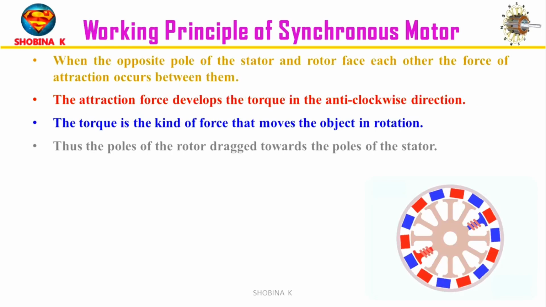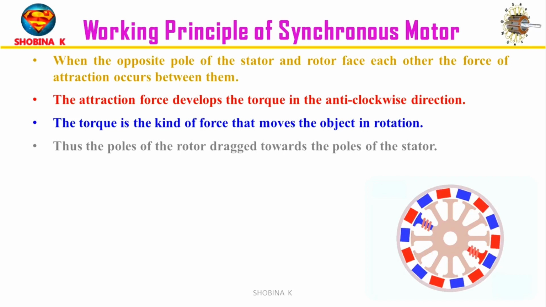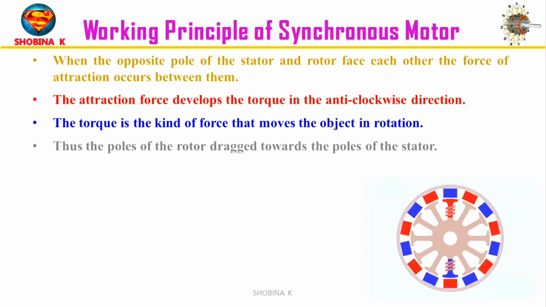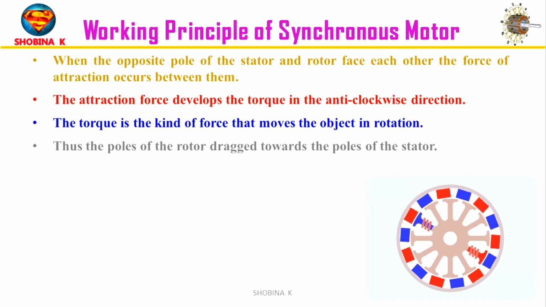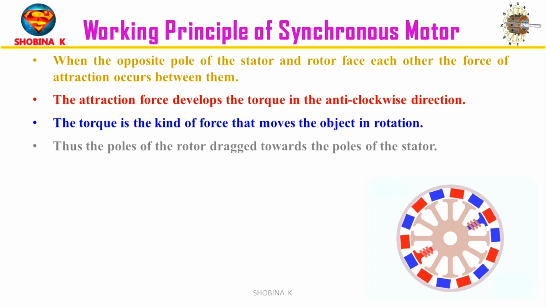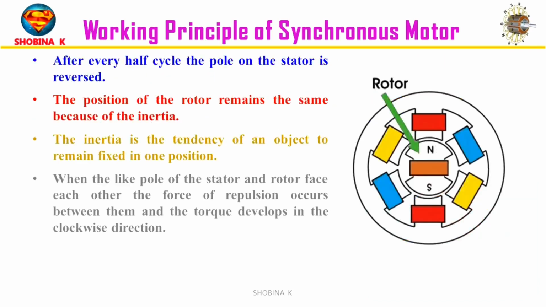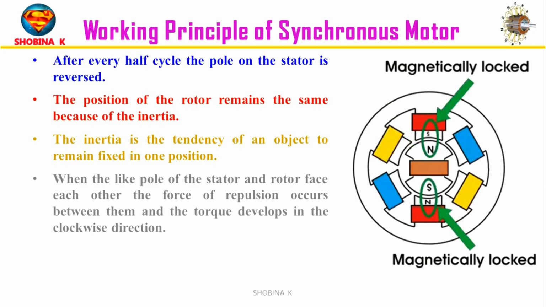When the opposite poles of the stator and the rotor face each other, the force of attraction occurs between them. The attraction force develops the torque in an anti-clockwise direction. And we know that torque is a kind of force that moves an object in rotation. And thus the poles of the rotor drag towards the poles of the stator. After every half cycle, the pole on the stator is reversed. The position of the rotor remains the same because of inertia. Inertia is the tendency of an object to remain fixed in one position.